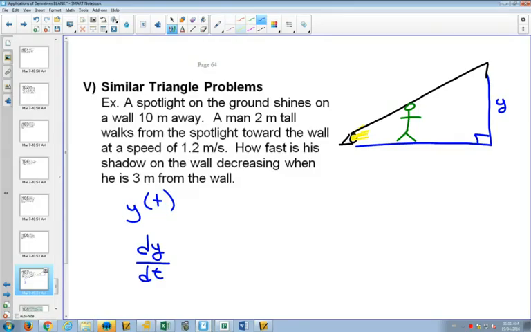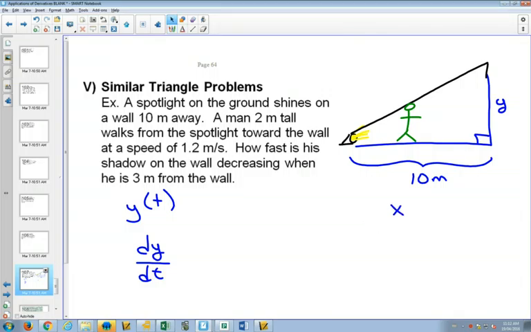We know another speed. We know that he's walking towards the wall at 1.2 meters per second. And we know that this spotlight, to begin with, is 10 meters away from the wall. So at this moment you have a decision to make. We need to put x somewhere.